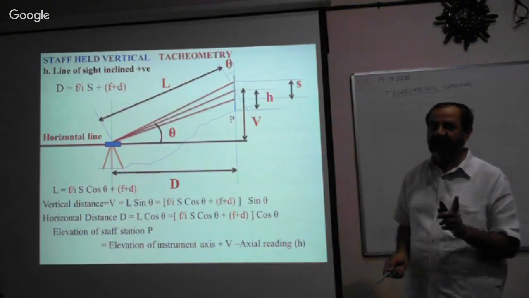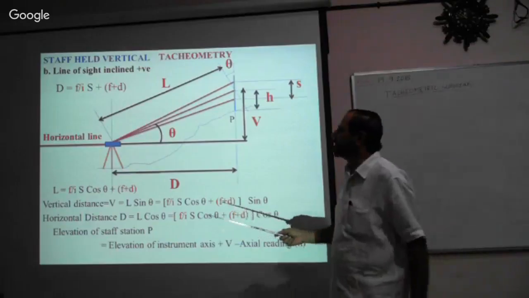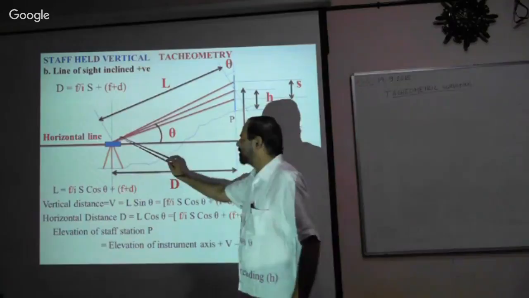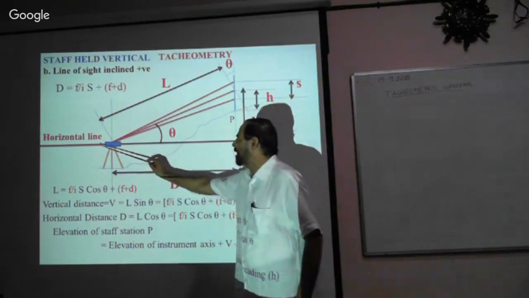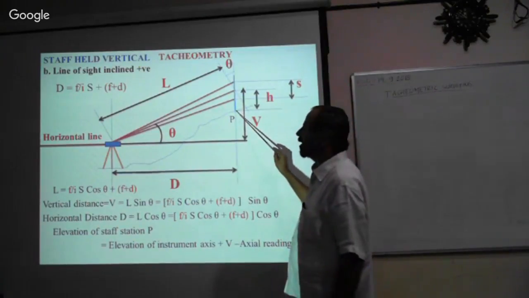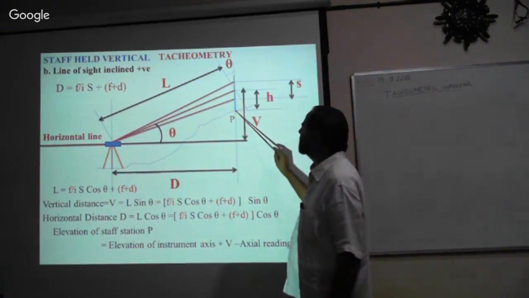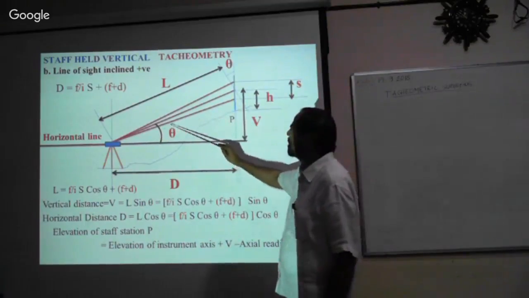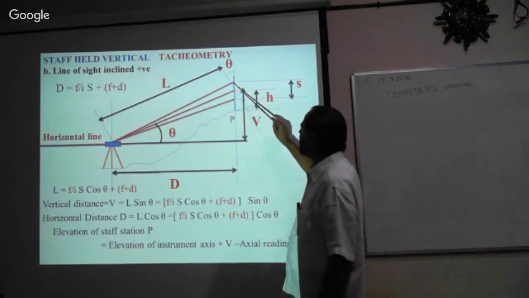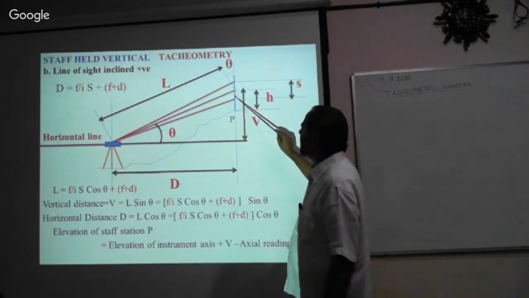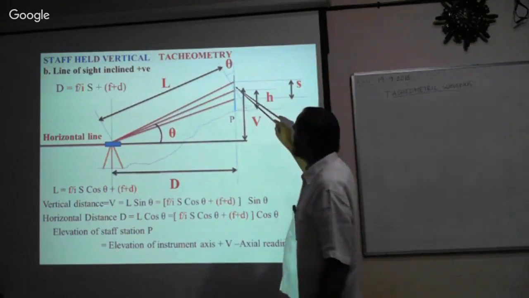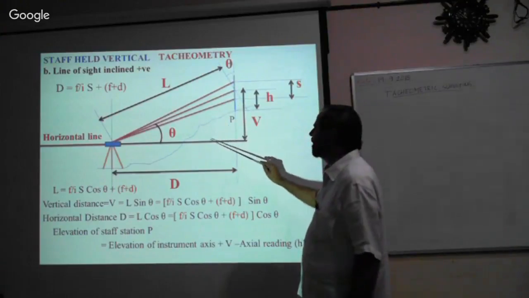Now I will repeat again. Please note that you install the instrument, make all the temporary adjustments, make the line of sight horizontal, and hold the staff where you need to calculate the elevation of the object. Then turn the telescope and read three staff readings: top hair reading, middle hair reading, bottom hair reading. And also measure the vertical angle to the central hair reading. So that job is done.